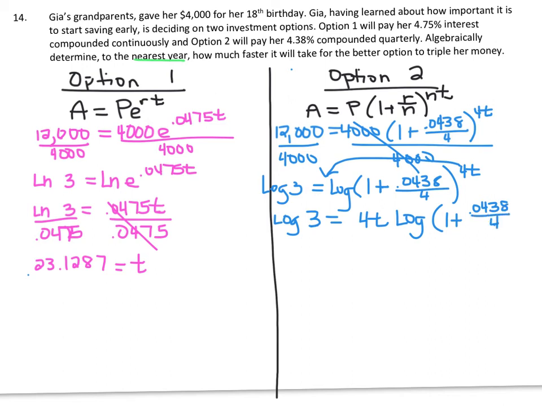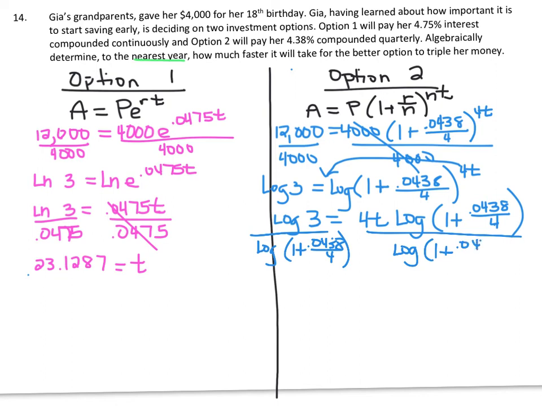All right, so now to get the t by itself, we're going to have to divide by log of what's in the parentheses as well as by 4. I like to divide by log of what's in the parentheses first, but to be honest, it totally doesn't matter. So I'm dividing both sides by log of 1 plus 0.0438 divided by 4. So on the right-hand side of the equation, these cancel, so I could bring down the 4t.